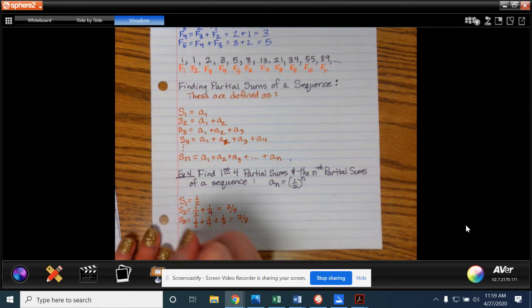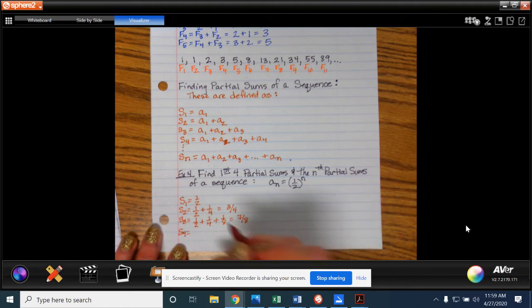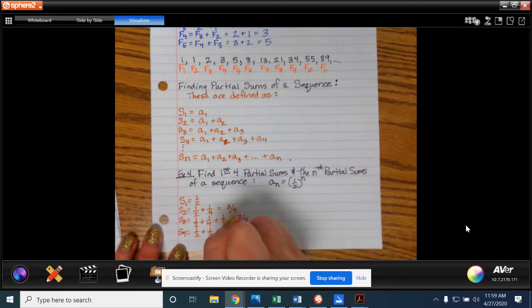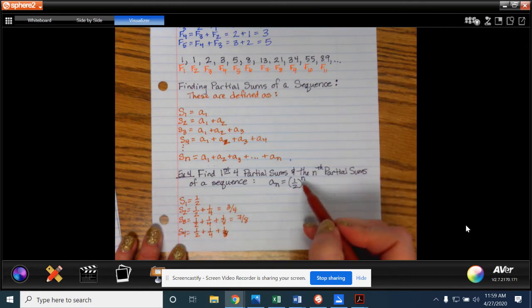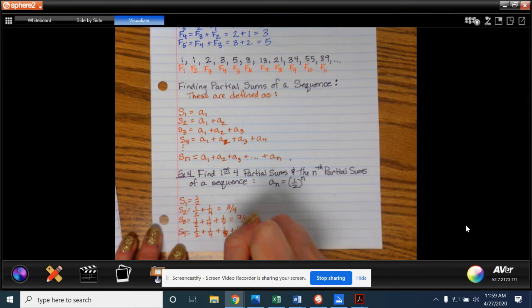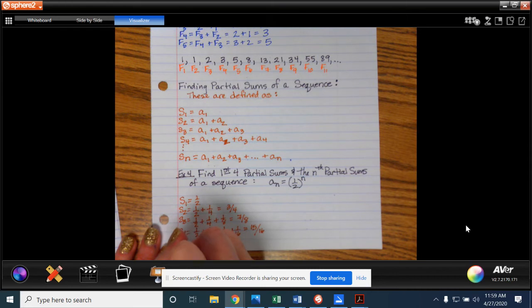What if I do S of 4? I need the first 4 numbers. So I have 1/2 plus 1/4 plus 1/8. Now what is that? N value is the 4. That doesn't look a very good 8, by the way. N value is 4, and take both 1 to the 4th and then 2 to the 4th, and I would have 1/16. Add those together, common denominator is 15/16. And we can go dot, dot, dot.